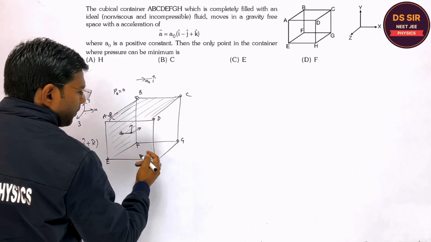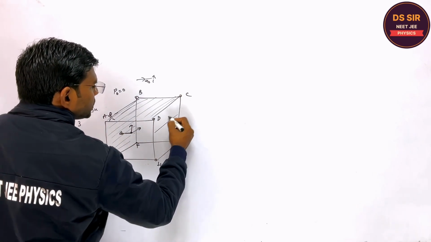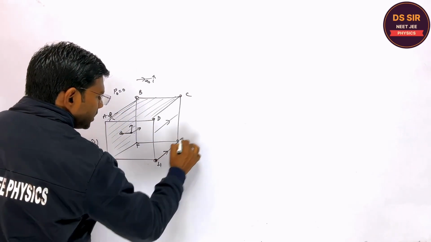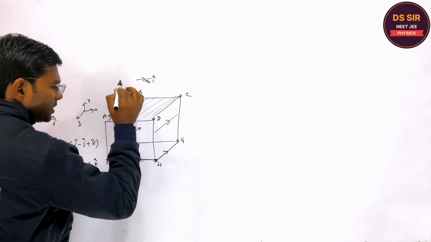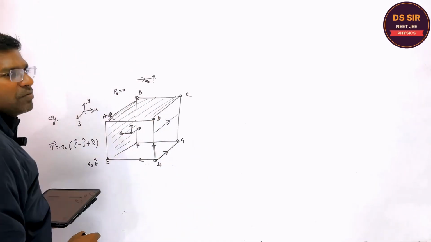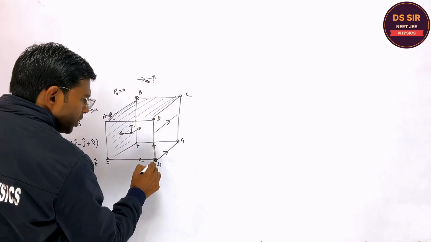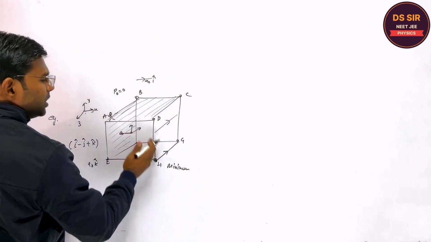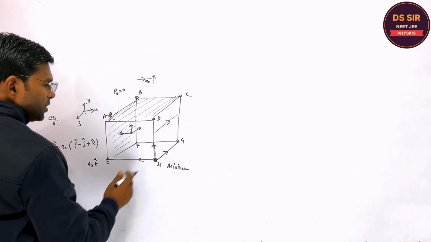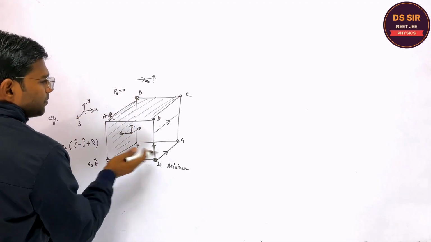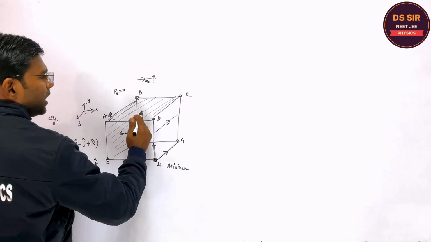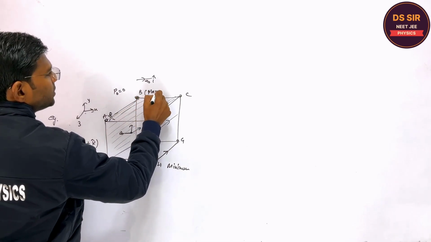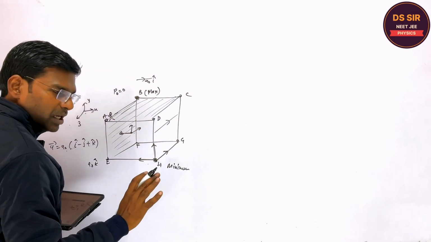So the pseudo force is acting in this direction. It means if you consider this point, the pressure is increasing in this way. If you consider this H point, the pressure is increasing in this way. So this is the point of minimum pressure. Increasing, increasing, increasing. And this is the point B. If you consider this point, the maximum pressure will be over there. Is it clear or not?